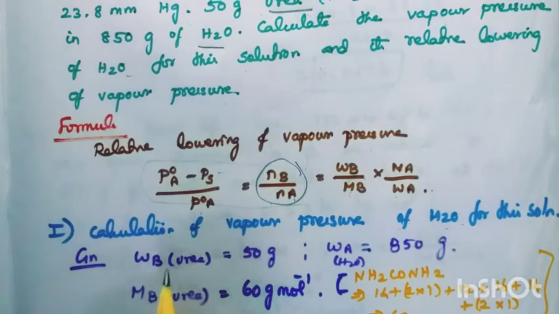First write the given details. Mass of urea is 50 gram. Molar mass of urea is 60 gram per mole.